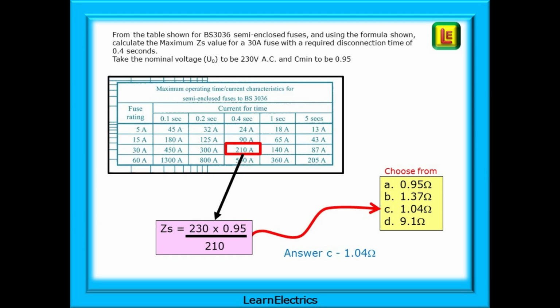Insert the numbers that we've been given in the question and on the chart into the ZS formula. 230 volts multiplied by 0.95 and divided by 210 amps is 1.04 ohms. We should choose answer C. How easy is that? In an exam, if you can find the right chart, you've got the right answer.